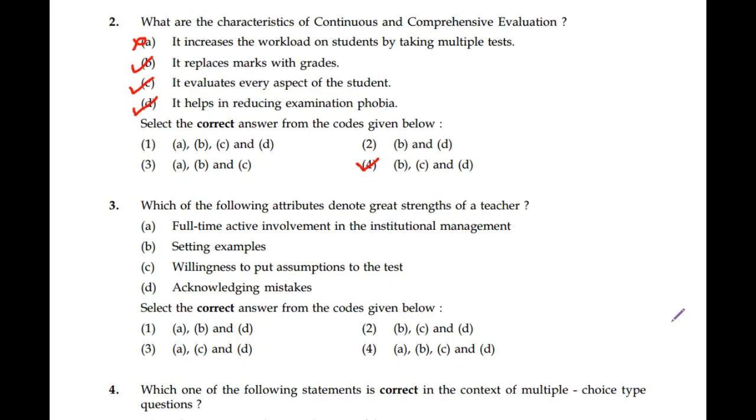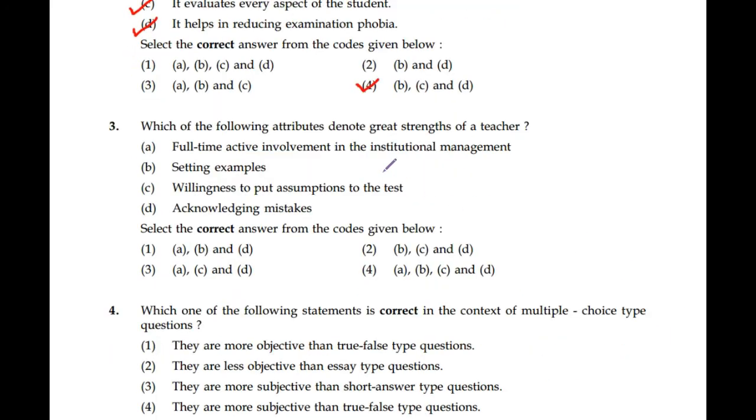Next question is question number 3. Which of the following attributes denote great strengths of a teacher? Full-time active involvement in the institutional management, setting examples, willingness to put assumptions to the test, acknowledging mistakes. So this B, C and D, this involvement is required of a teacher, but in case of management, we can overlook this option A. So correct option is B, C and D. Second one is the correct answer.